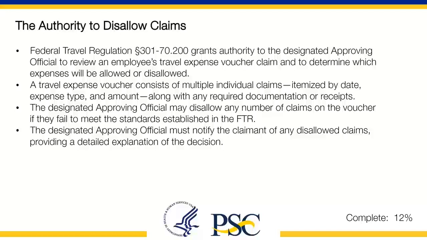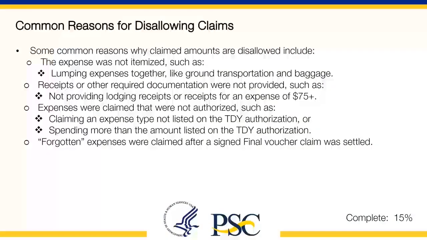The designated approving official must notify the claimant of any disallowed claims, providing a detailed explanation of the decision. Some common reasons why claimed amounts are disallowed include: the expense was not itemized, such as lumping expenses together, like ground transportation and baggage. Receipts or other required documentation were not provided, such as not providing lodging receipts or receipts for an expense of $75 or more.